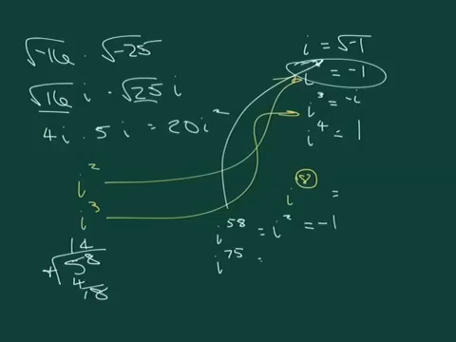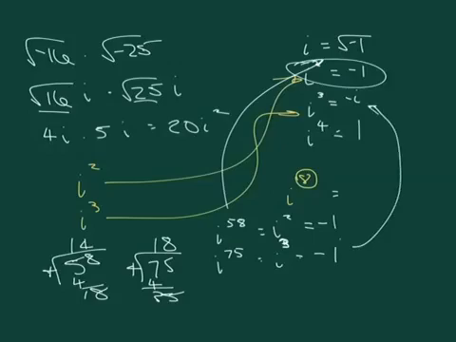i to the 75th, that's the C. Let's see, what goes into 75? 4 goes into 75, 18 times, which is 72, with 3 left over, which is -i when you have i cubed.